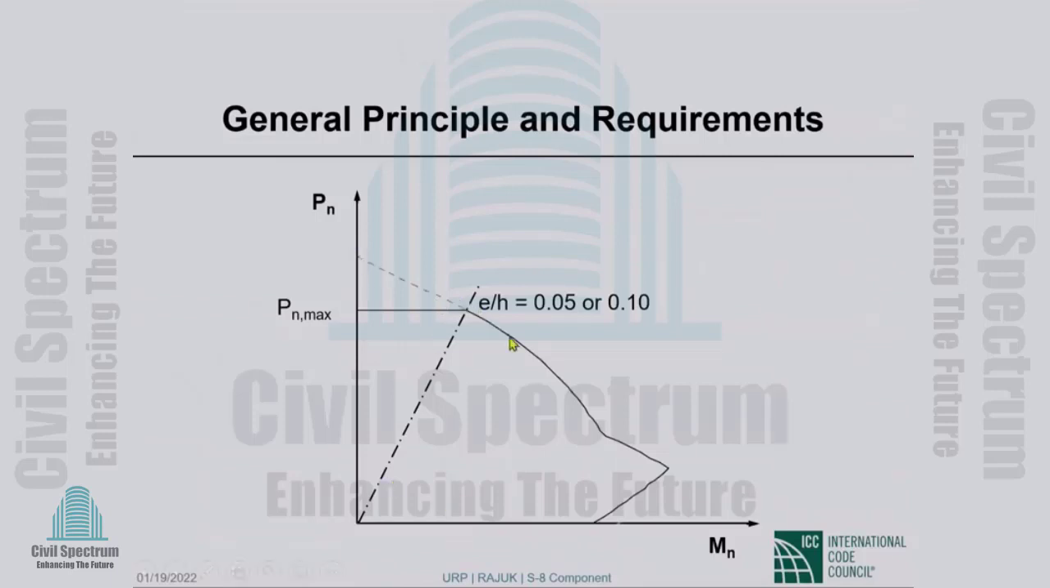So this is the load moment interaction diagram. When you see this shape, it is the, well, I'll come to that later. So we are saying that this is the nominal interaction diagram, the P sub n versus M sub n diagram, where as the axial load changes, let us say on a section.